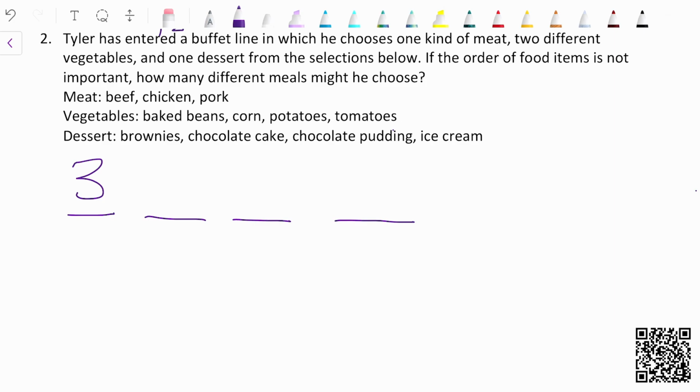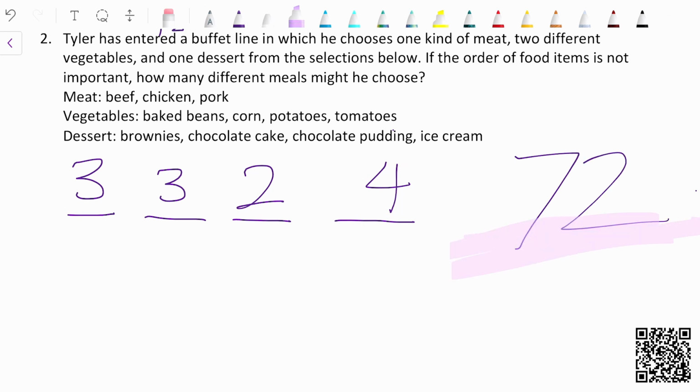And there are 3 vegetables for his first choice that he can choose from. However, since he's already chosen 1 for his first choice, on the second choice, he only has 2 choices to choose from. And for his dessert, he has 4 choices. If we multiply this all together, 3 times 2 is 6, 3 times 4 is 12, so 6 times 12 is 72. Final answer, he has 72 choices for his great buffet meal.